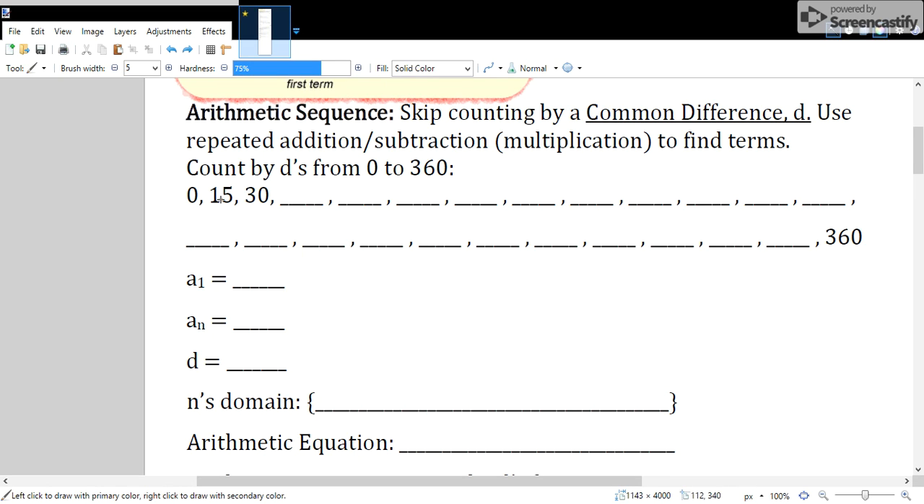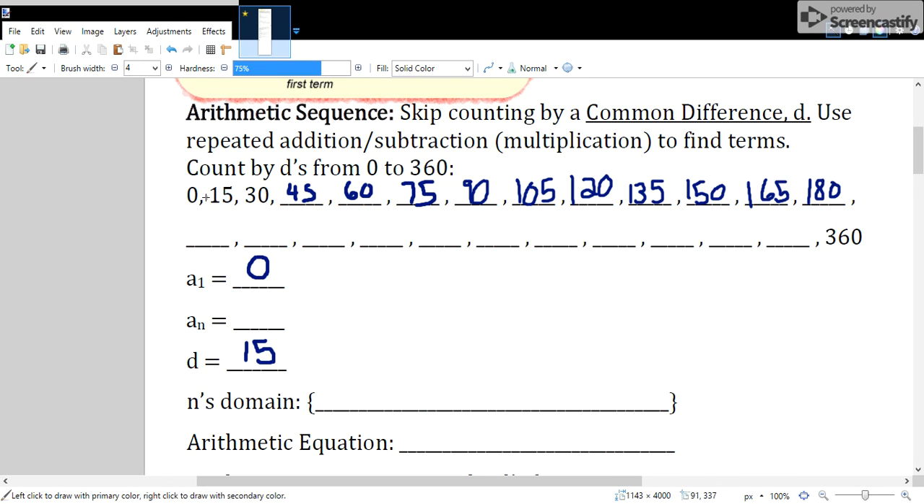Now we have 0, 15, 30. The common difference here is 15 because each time we add 15 to get the next term. So our d is 15. Our first term is 0. So go ahead and fill in the rest of these blanks. Pause the video, and then unpause to get the solutions.